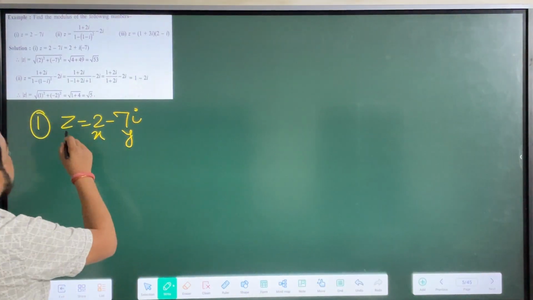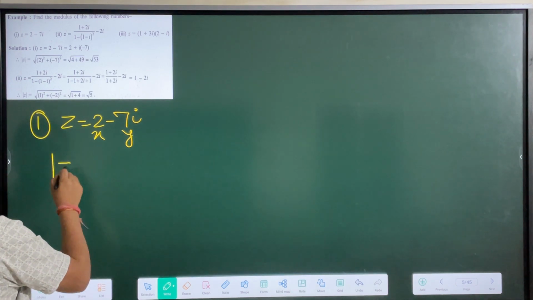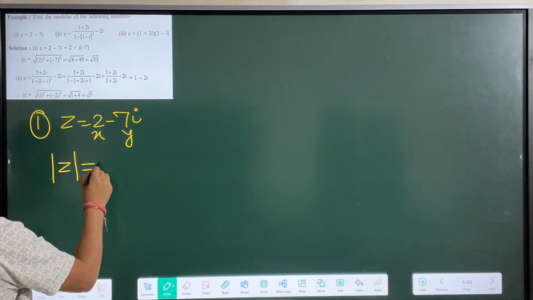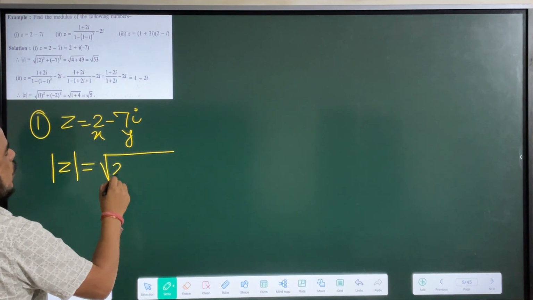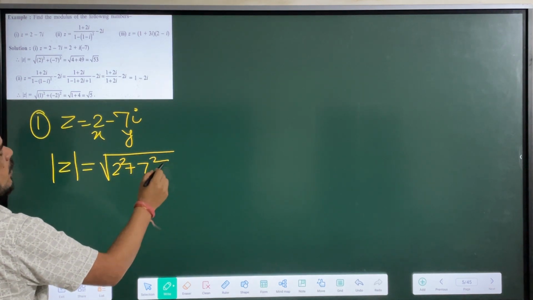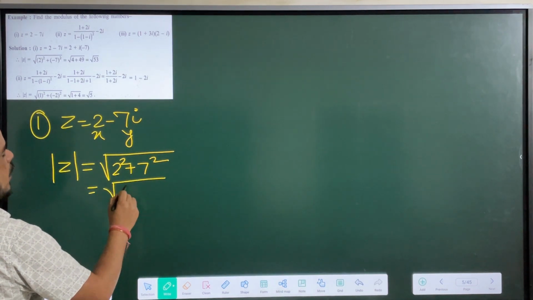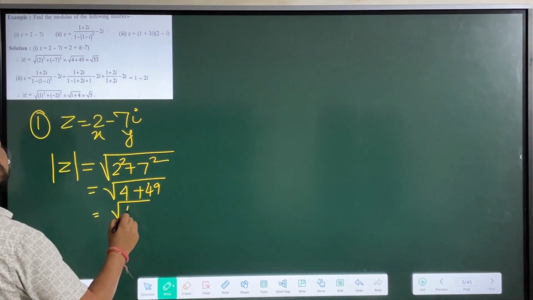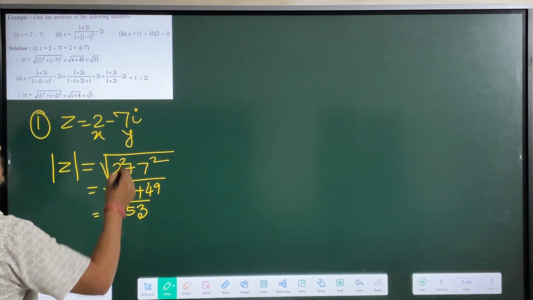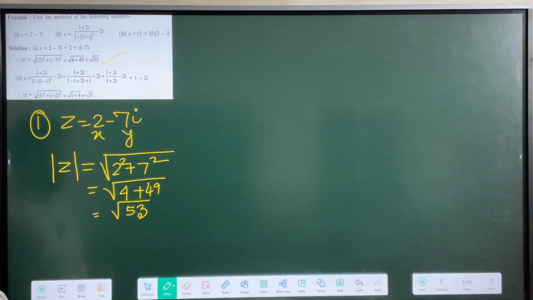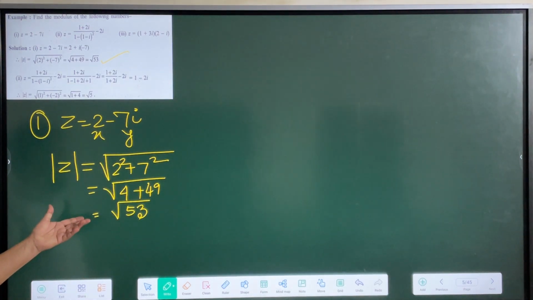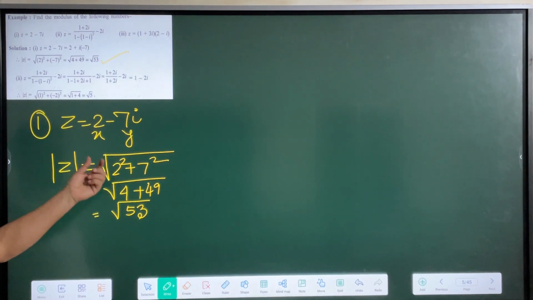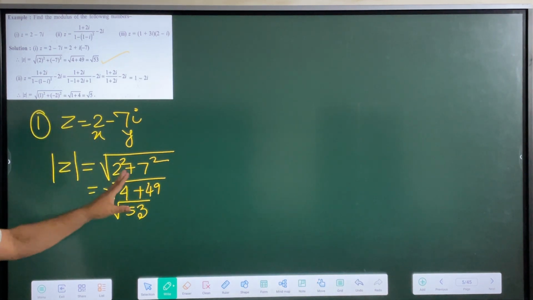So here z equals 2 minus 7i. So the modulus of z, mod of z, is directly the square root of 2 square plus 7 square. 2 square is 4, 7 square is 49. So that is the square root of 53. Finish. This is the modulus. You only have to square both x and y, that much.